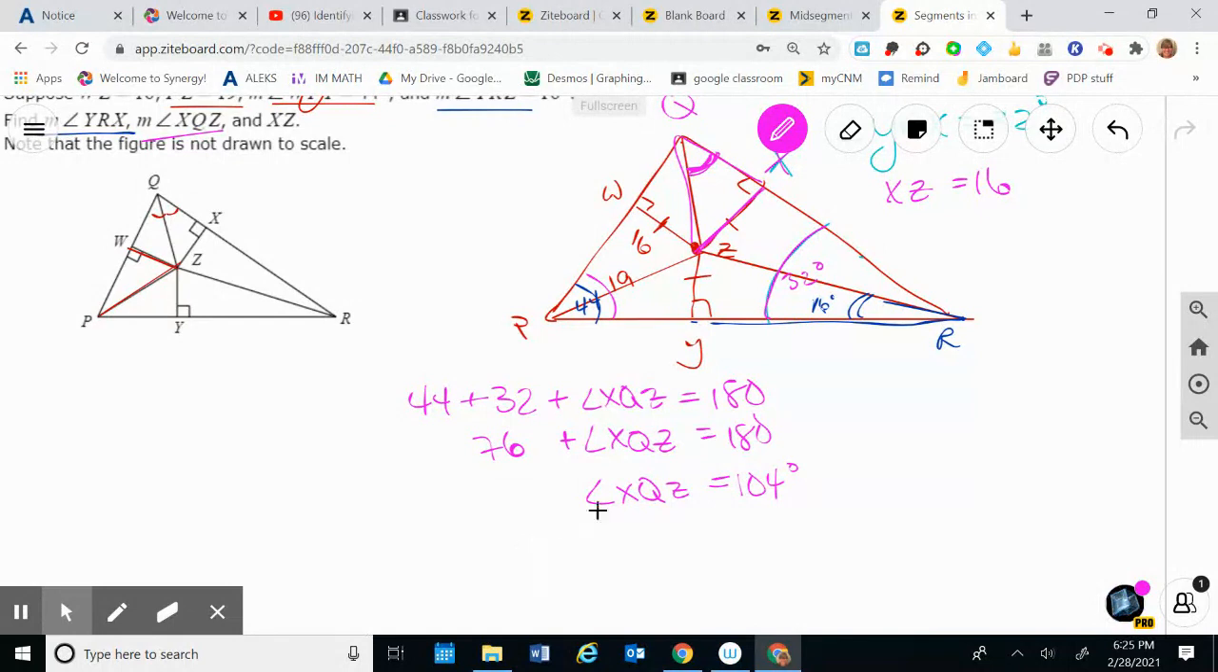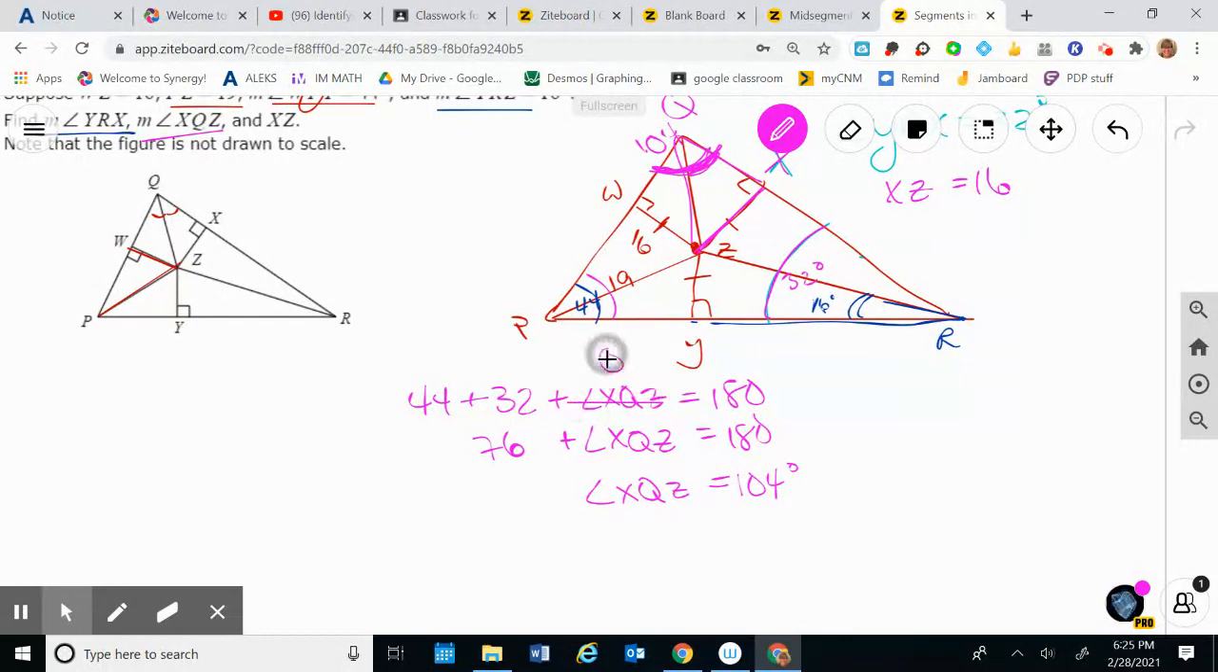Oh, wait, that's not right. You guys, I hope you figured out that I was wrong. What I'm finding out is not XQZ. What I'm finding out is this angle. This angle is 104. I should just call that angle Q.